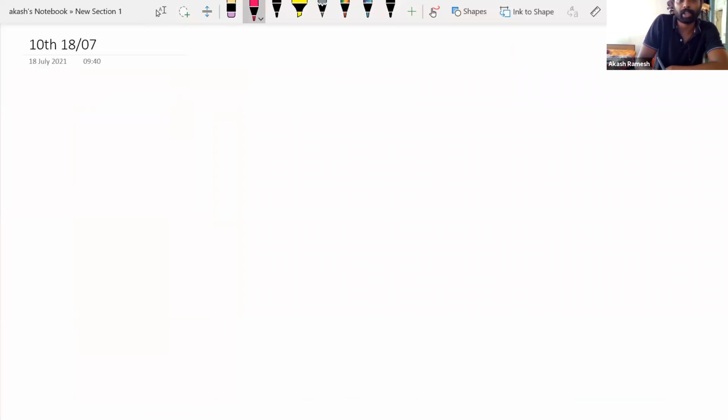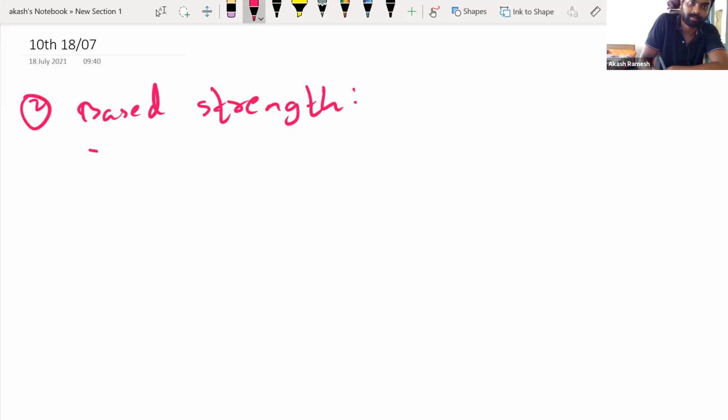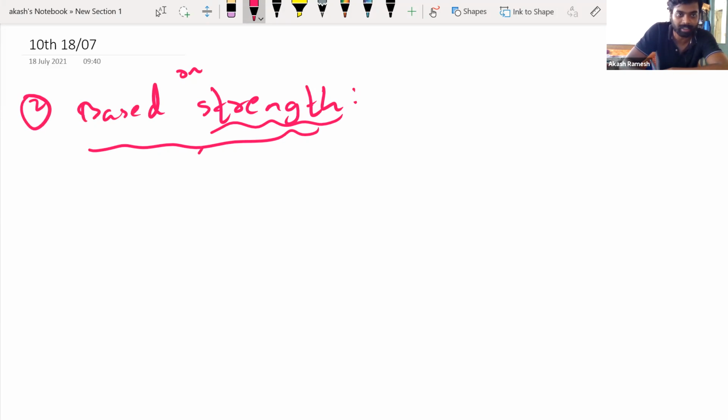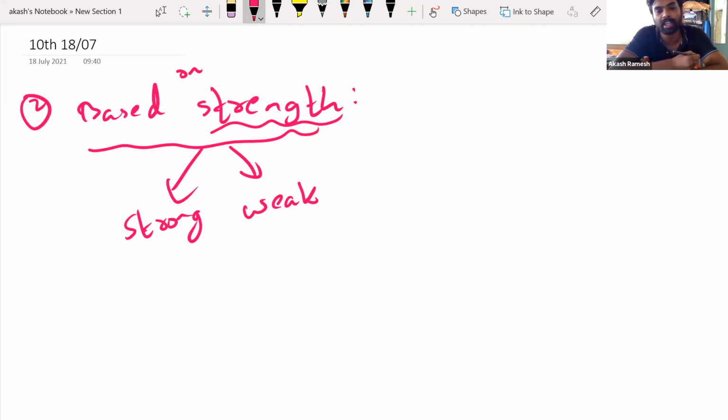So we'll continue with the classification of acids. The first classification was based on source, where we get the acid from. Now the second classification is based on strength. From the name itself, we can understand what I mean by strength. Based on the strength of an acid, I can classify them into 2 types: one is strong acids, and the other is weak acids.